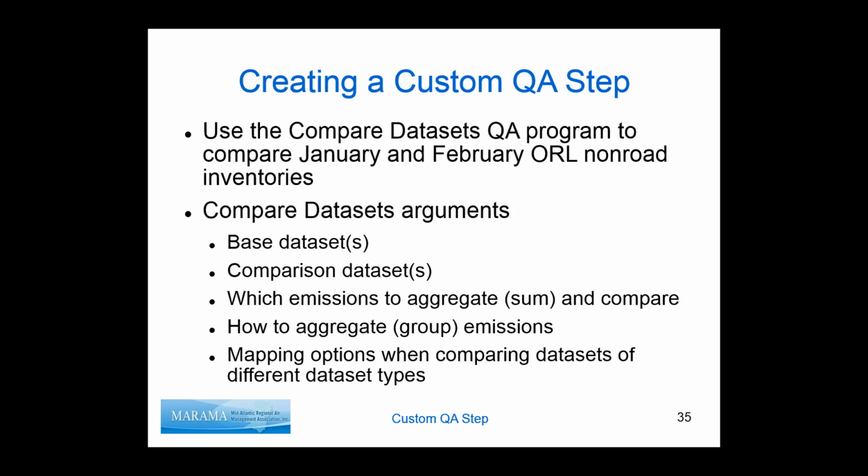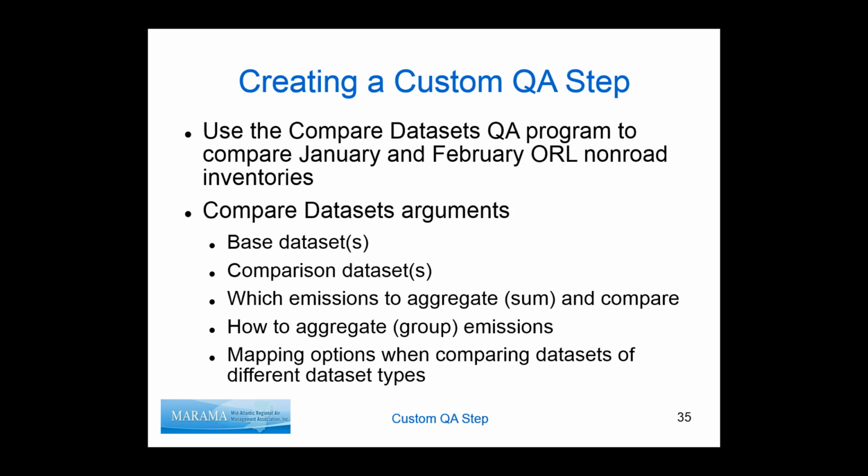So if we go through this a little bit fast, there is more information. We're going to use the compare datasets program to compare a January and a February version of the non-road inventories. We've got some monthly data, and we just want to compare the January to February versions. The way compare datasets works is we give it a base dataset and a comparison dataset, and you can actually give it several base datasets. It'll combine them to compare to the comparison. That's handy if you have inventories that are broken up by sector.